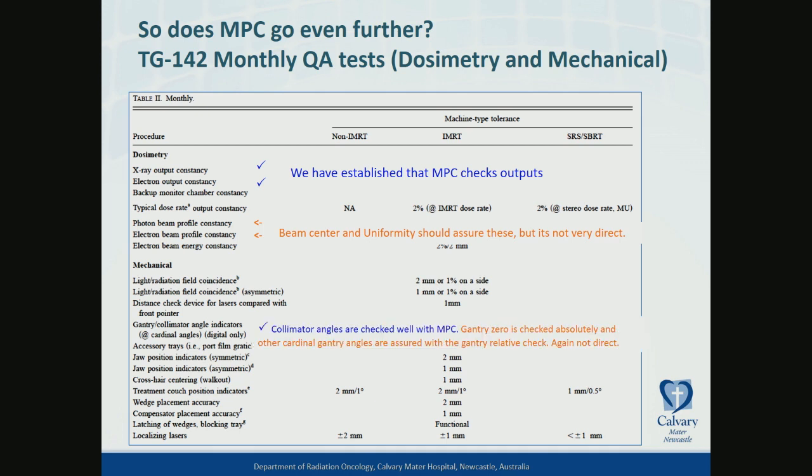In terms of collimator angles and gantry angles at cardinal angles, I think MPC does a great job for the collimator angles. I also think it does a great job for the gantry angles. However, again, the gantry angles are a little bit indirect. So it has this gantry zero test, which is done with a gantry absolute test, which tests gantry zero quite well. And then it applies this gantry relative test, which in my opinion, and from the literature, indicates that it does a good job of checking out our gantry angles, but it doesn't present results in cardinal angles. So that's why I've left this as orange. We've also established that it does a good job of checking jaws.